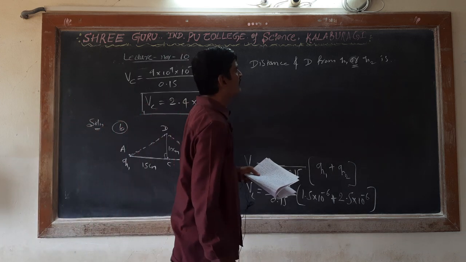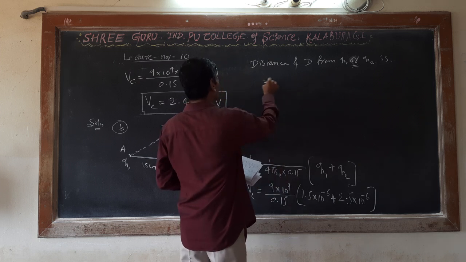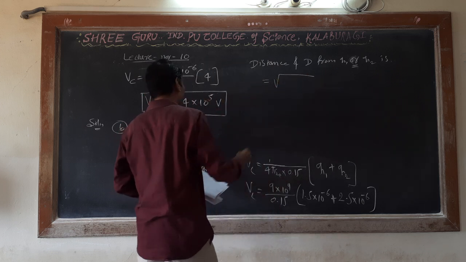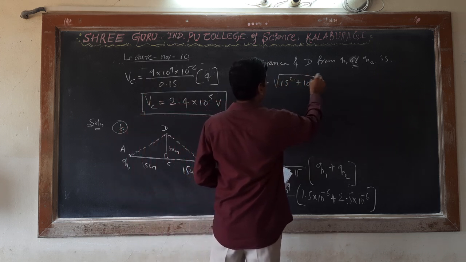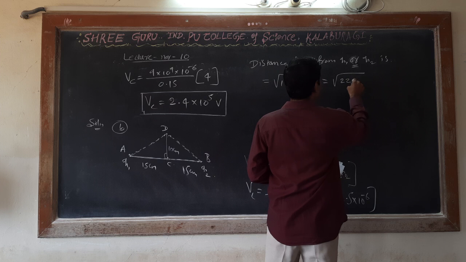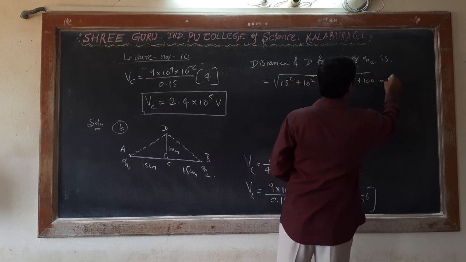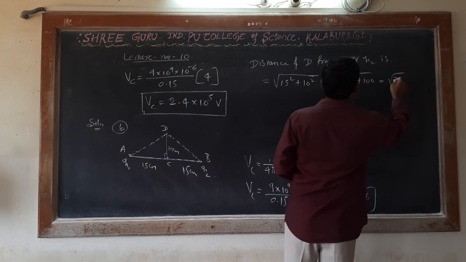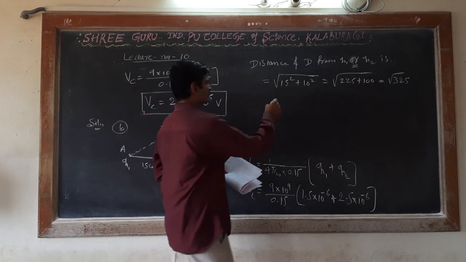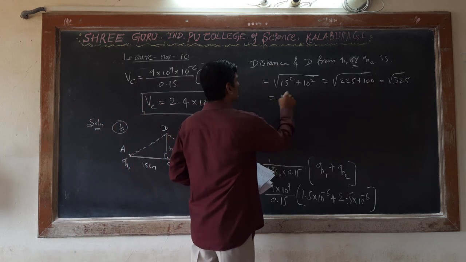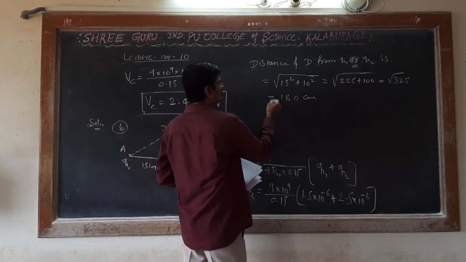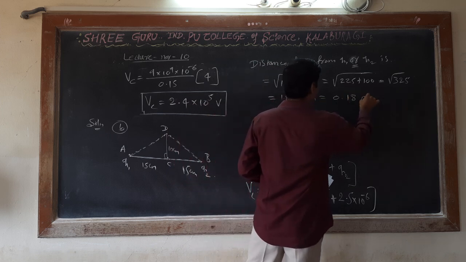So the distance of D from Q1 or Q2, how to write that distance? It is under root of 15 square plus 10 square. So it is 225 plus 100, that will come out to be root 325. Roughly, I remember the value, just now I calculated. It will come out to be around 18.0 something. It is in centimeter, and that will be 0.18 meter.